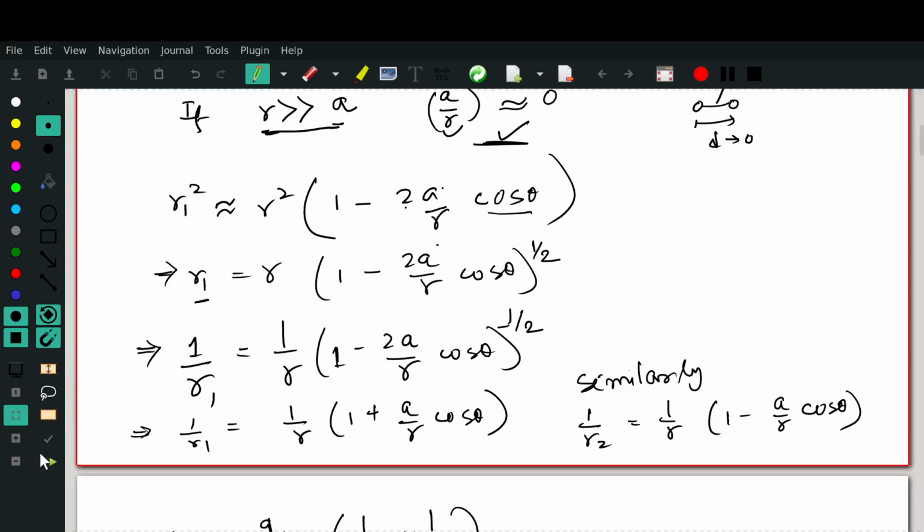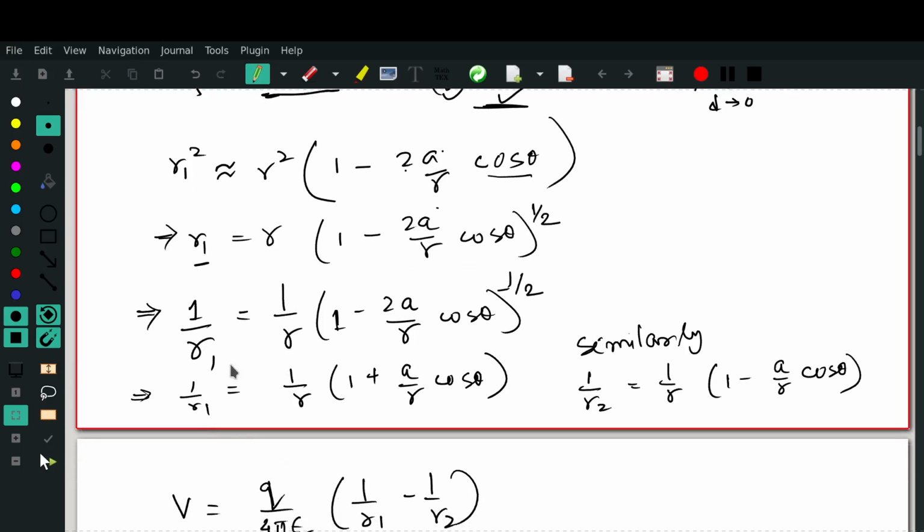But we don't need r1, right? We need 1 by r1. Okay, so what will we do next? We will write 1 by r1. So here the r will come in the denominator, and the half will become minus half. So what I will do now is a binomial expansion, right? And I will just take the first factor. So there was minus half, so minus half times minus 2 will give you plus 1. So that's why I have plus 1 here.